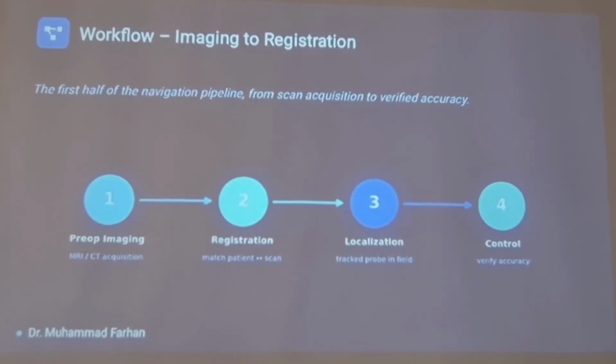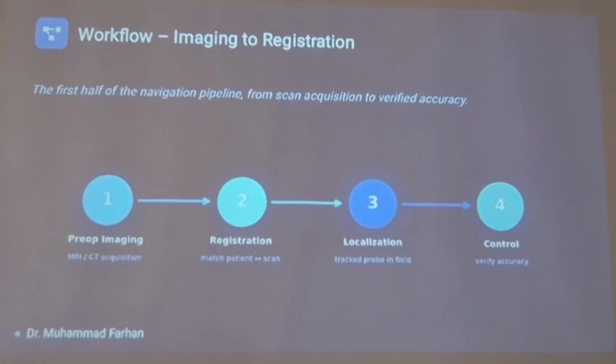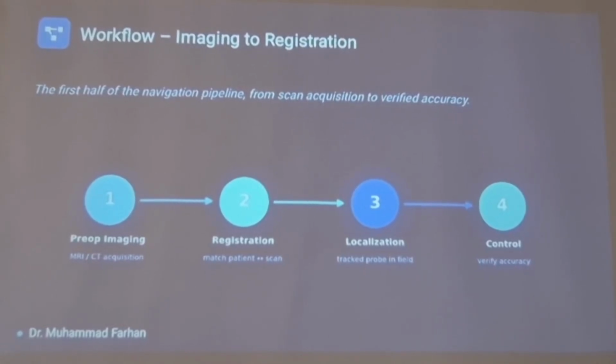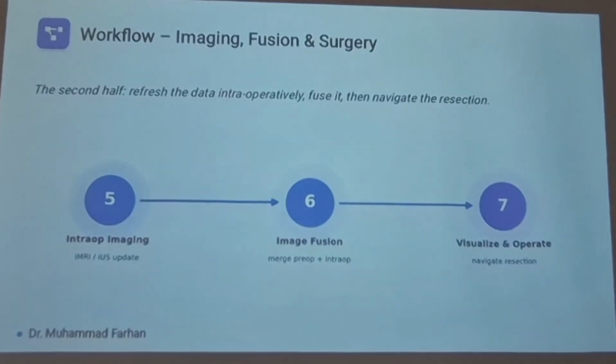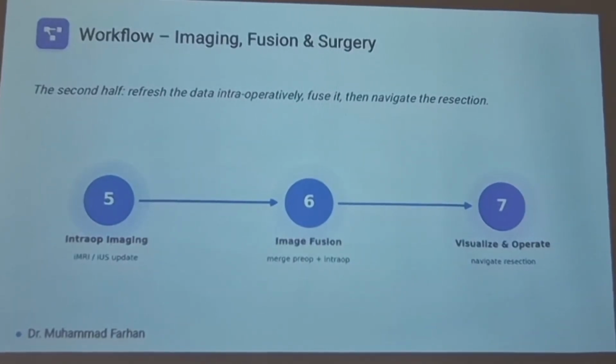Then localization. After coordinating the patient anatomy and preoperative images, we have to localize the lesion, and then a second time verify the lesion. Then we can proceed for the operation or the surgery. Intraoperative imaging, such as functional MRI or ultrasound during the operation, can also be used. And then there is image fusion, that is the merger of the pre-op images and intra-op images. Then we can visualize or localize the exact lesion and then excise.